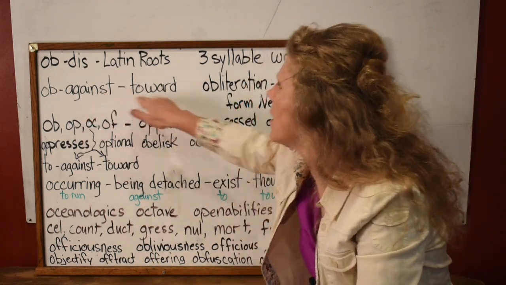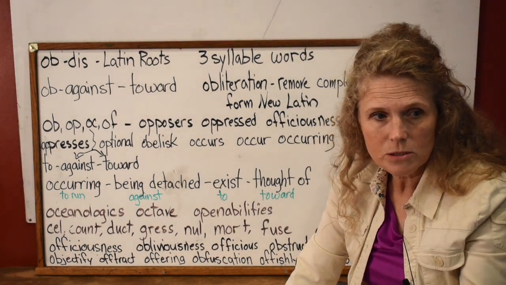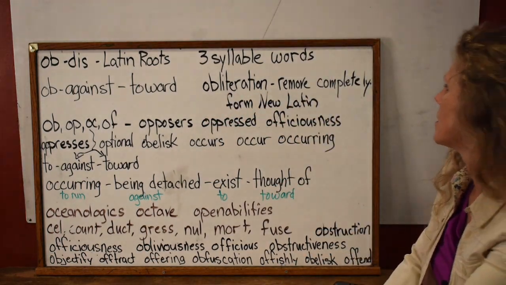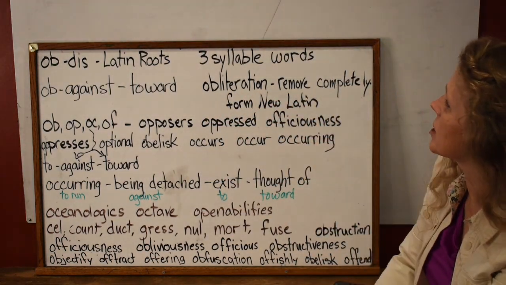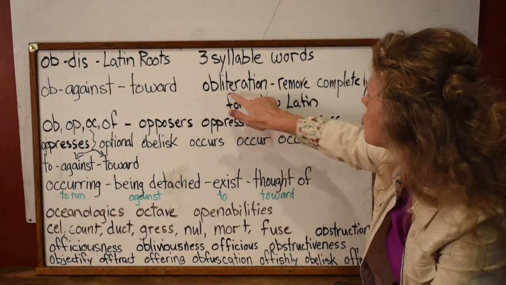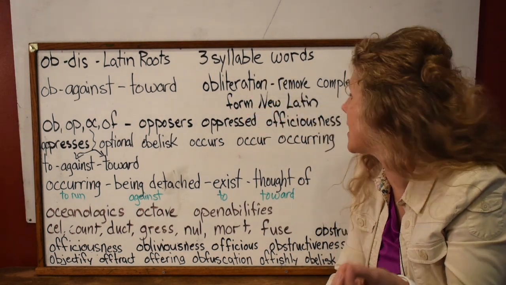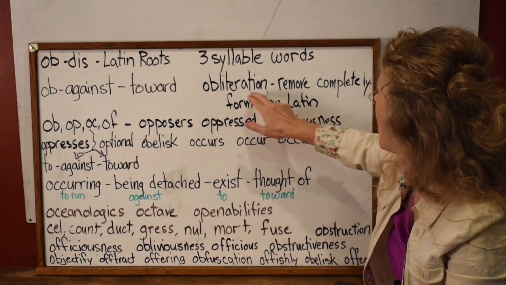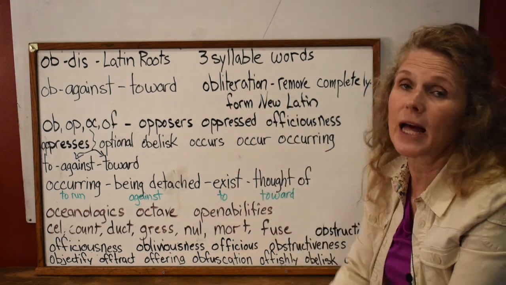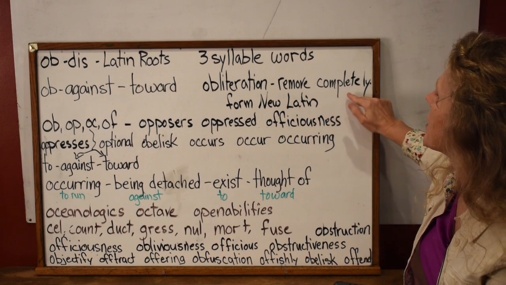Okay, so what does ob mean, boys? Against, toward. Yes. Against and toward. So look at this: obliteration. Nice, good. So ob means against or toward, and this is your Latin root. You know that if you see T-I-O-N, you are sitting in a Latin root area. And also if you see the prefix ob, you know you're going to be sitting in a Latin root that's going to have its own meaning. So this whole thing means remove completely.